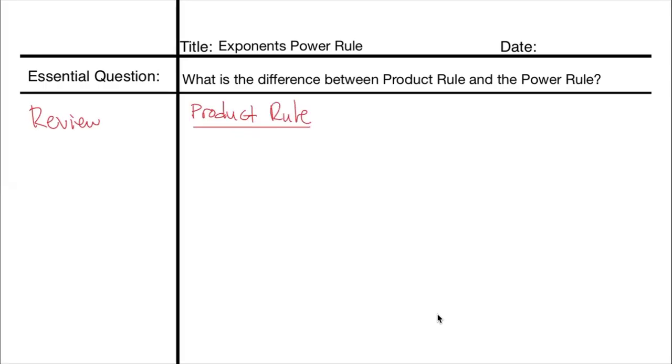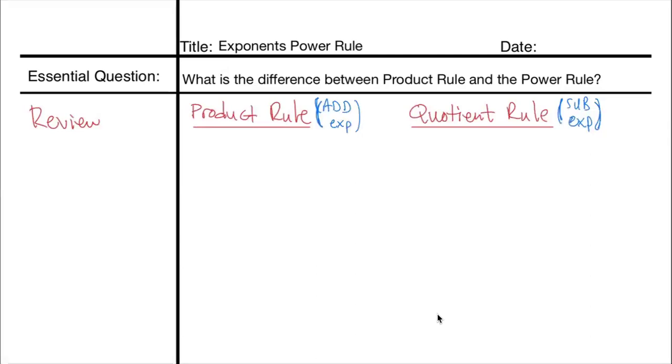And we're also going to review the quotient rule. We have product rule and quotient rule. And our product rule, that is when we add the exponents. When we add the exponents. Quotient rule is when we subtract the exponents. So product rule, we add the exponents. EXP for exponents. Quotient rule is where we subtract them.